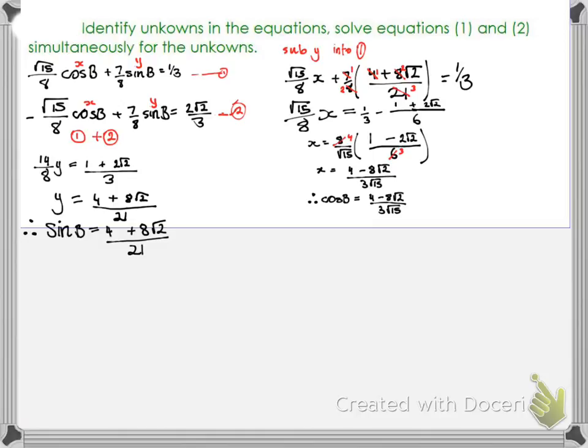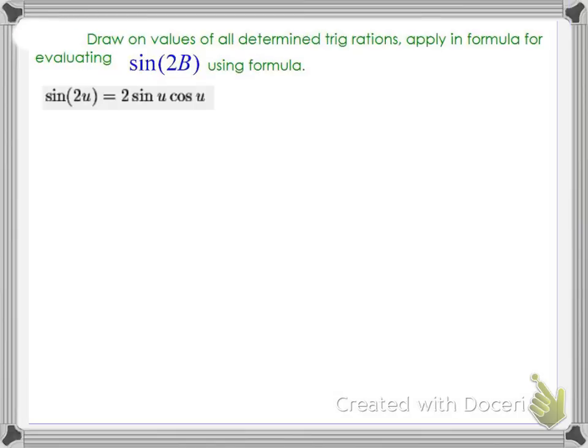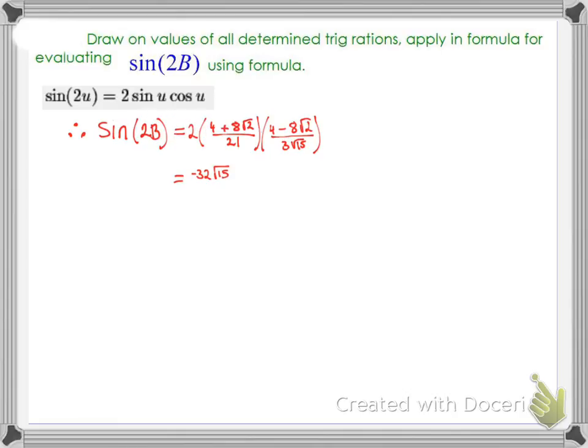Now finally, let's look at the whole purpose of the question. We had to work out an exact answer for sine of 2B. So we're going to draw on all the values we've determined now and apply the formula to evaluate sine of a double angle. There it is. There's the formula for the double angle for sine. So sine of 2B is, we substitute what we know for sine of B and cos of B. And we evaluate. Carefully we can multiply things out.